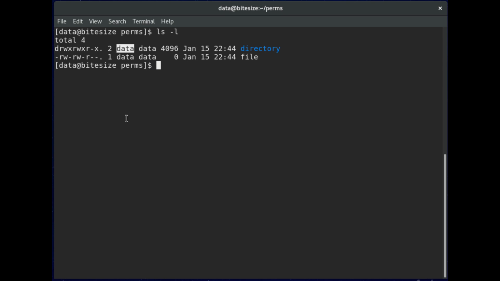For directories, the execute bit is important for entering a directory. To be able to change directory or cd into a directory, it has to have the execute bit set for either the user, the group, or other.